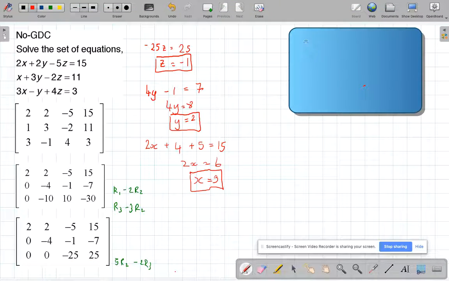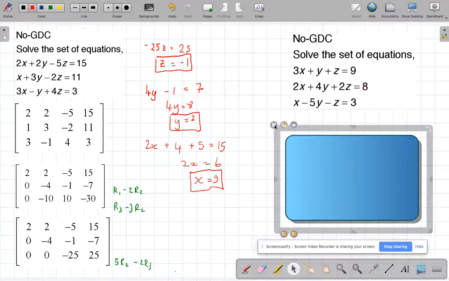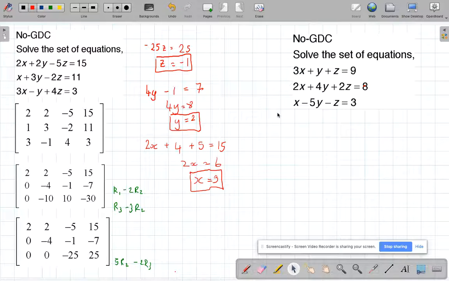Okay, so now I've got one for you to do. So this is the one that I want you to pause the video and do this without a calculator. If you've got a calculator, you can check your answer. If you haven't got a calculator, pause and I'll put the answer up now. So you should have got x equal to 2, y equal to minus 1, and z is equal to 4.